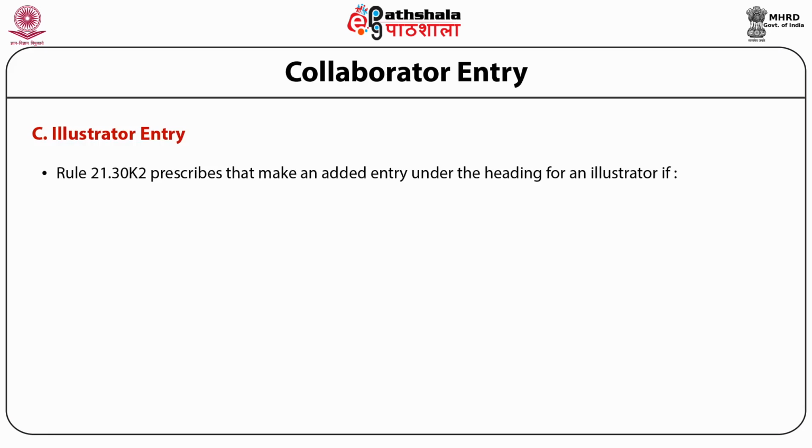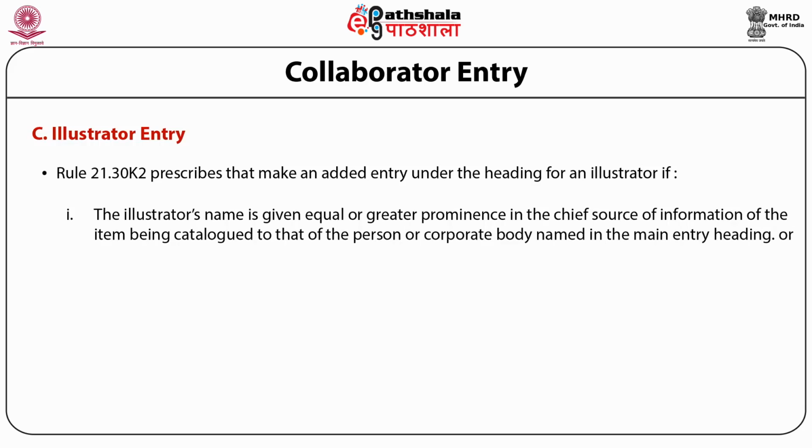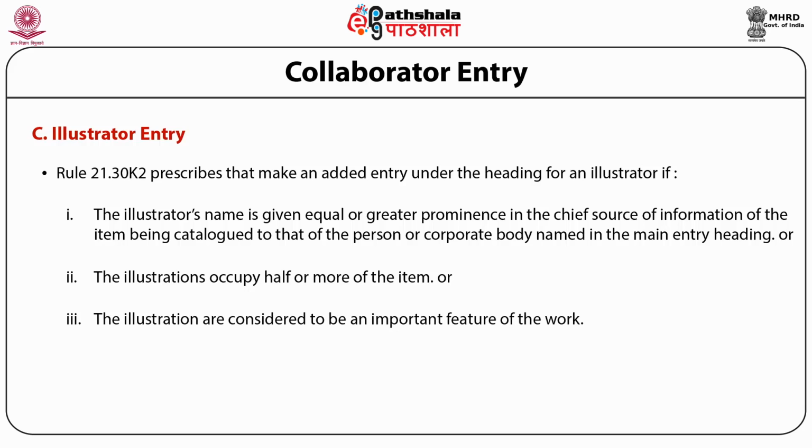Rule 21.30K2 of AACR-2R prescribes that make an added entry under the heading for an illustrator if first, the illustrator's name is given equal or greater prominence in the chief source of information of the item being catalogued, so that of the person or corporate body named in main entry heading, or second, the illustrations occupy half or more of the item, or third, the illustrations are considered to be an important feature of the work.